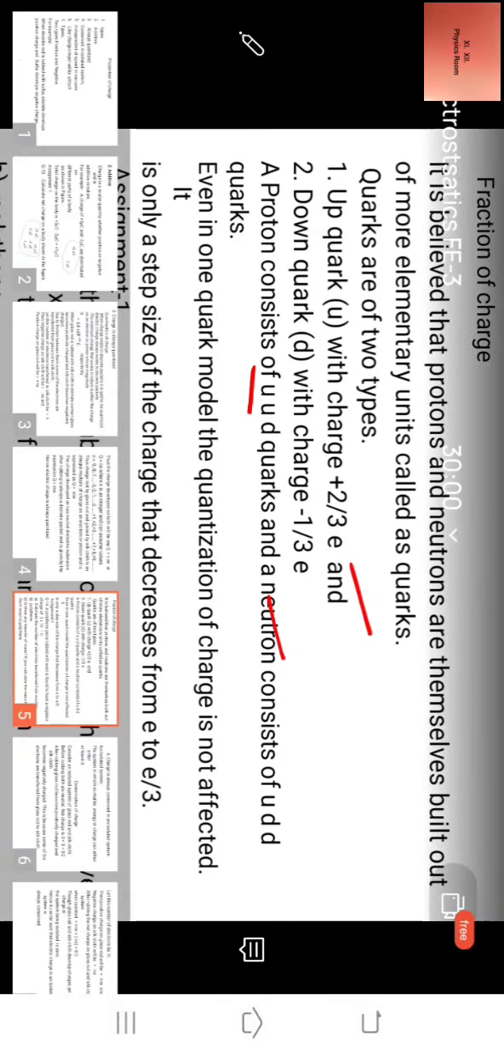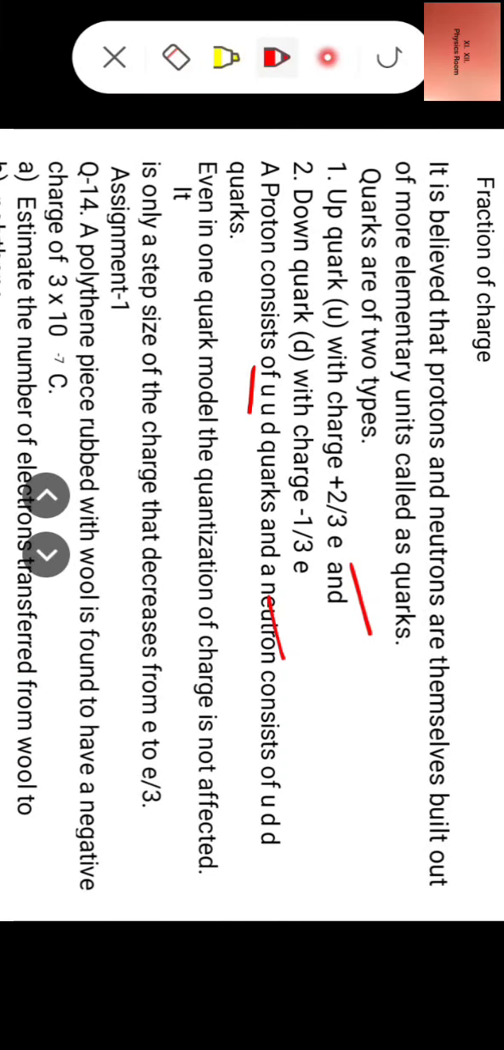A proton consists of two up and one down quark and a neutron consists of one up and two down quarks. Even in the quark model, the quantization of charge is not affected. It is only the step size of the charge that decreases from e to e by 3.